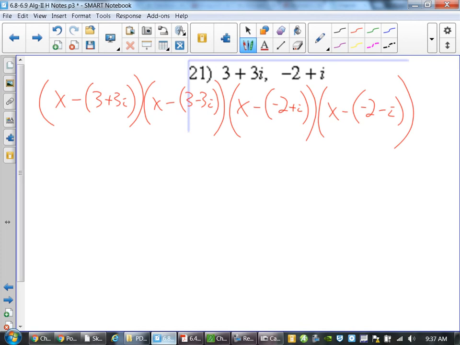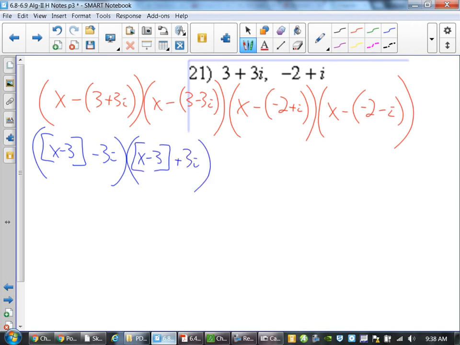All I'm doing there is just setting it up as far as subtracting out 0 each time. The next step would be to go ahead and redistribute that negative. So you're going to see your chunks work out a little bit cleaner. You're going to get x minus 3 minus 3i, x minus 3 plus 3i, x plus 2 minus i, x plus 2 plus i.